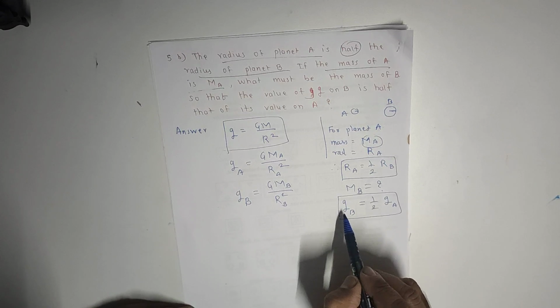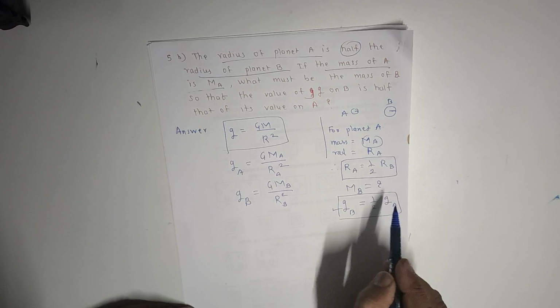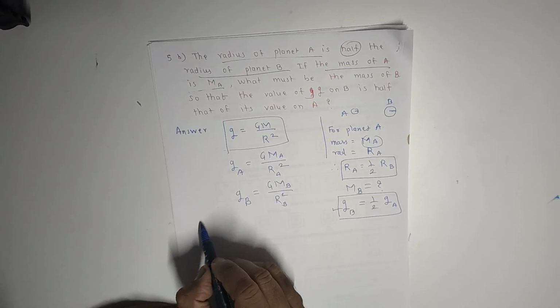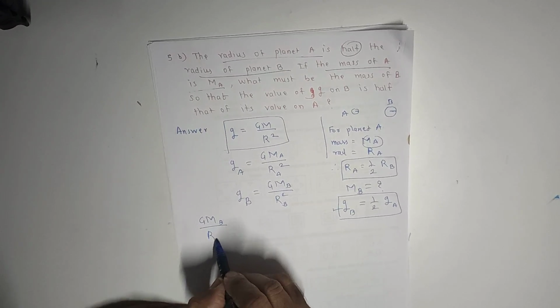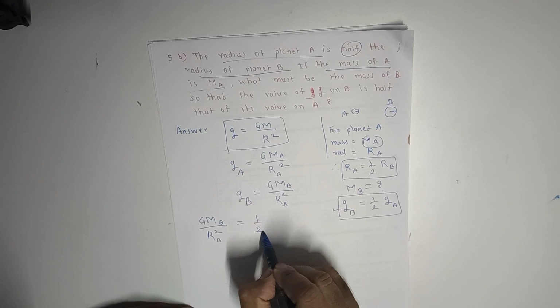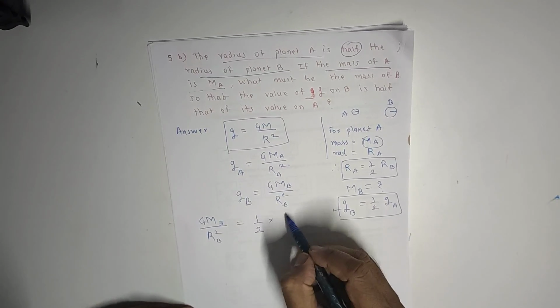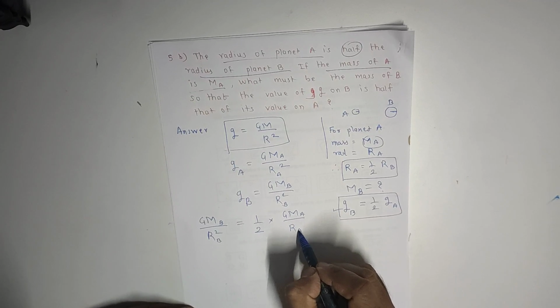What are we given again? This is given. gB is equal to half gA, means gB is equal to half gA. What is gA? G MA upon RA square.